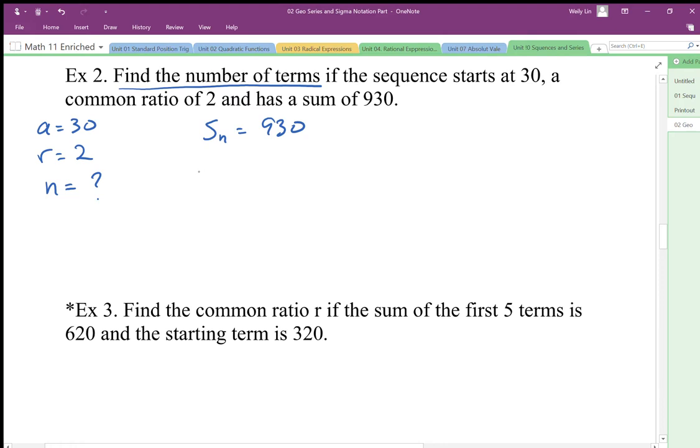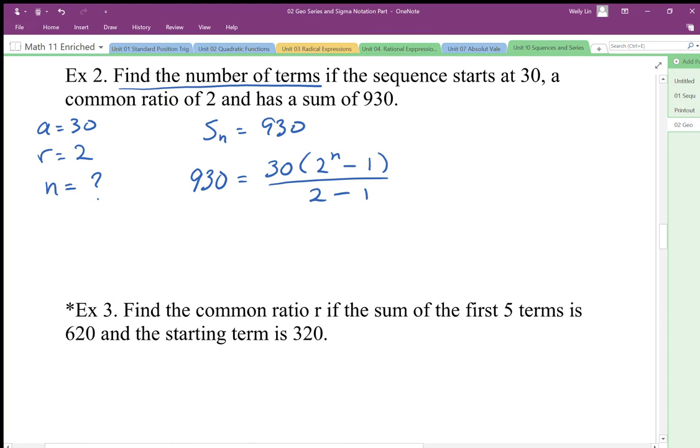So if I plug this into my formula, I get 930 is equal to A times r to the n minus 1 over r minus 1. And I do only have one variable to solve here. Now this is a little bit tricky because I have the variable in the exponent, and we don't really know how to undo the exponent unless we've learned logs. But let's see what we end up with.